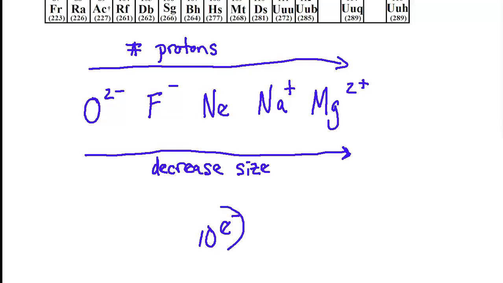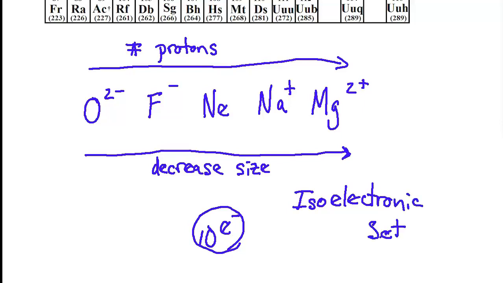Now, still dealing with the same number of electrons total, however, the number of protons are not remaining consistent. Okay, so that's why we can see variation even though the number of electrons are all the same. So again, this is referred to as an isoelectronic set of ions.